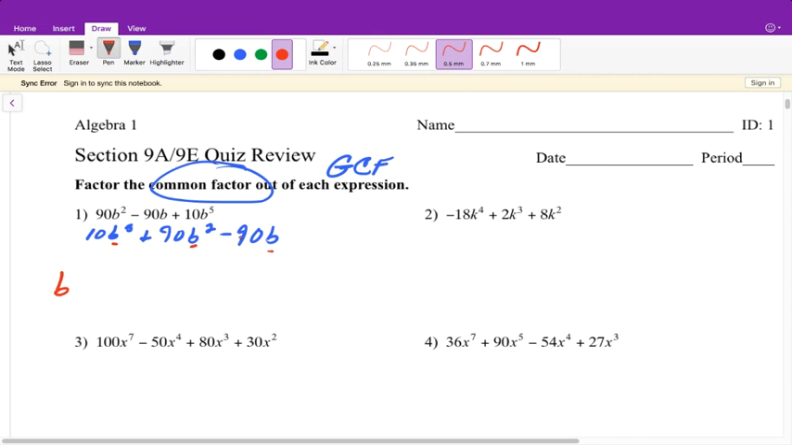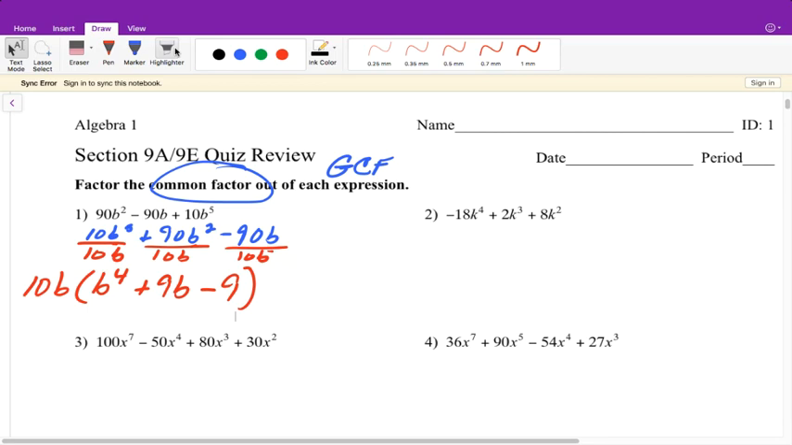Then we look at 10, 90, and 90 and see, is there a common factor between all of them? Yes, 10. So that means 10b is going to be my GCF. So to figure out what I have left over, I can divide all of these by 10b. And then what's left over is b to the fourth plus 9b minus 9. All right, remember, when we're factoring, we are trying to figure out what do we multiply to get to here.